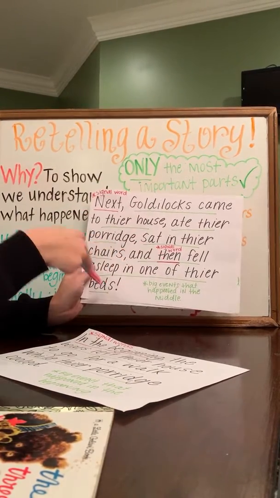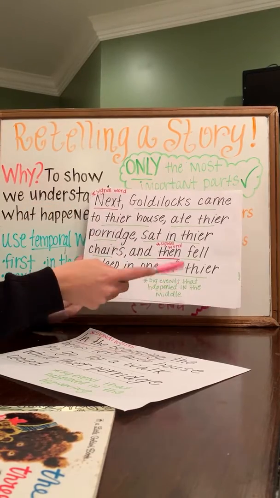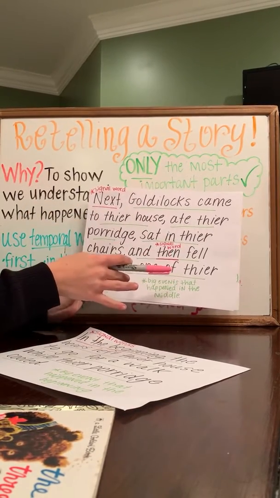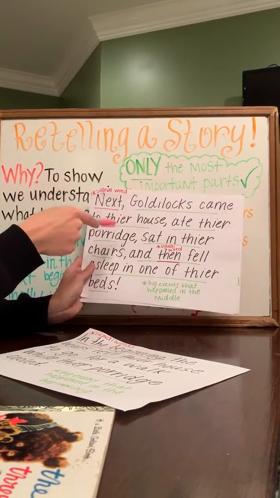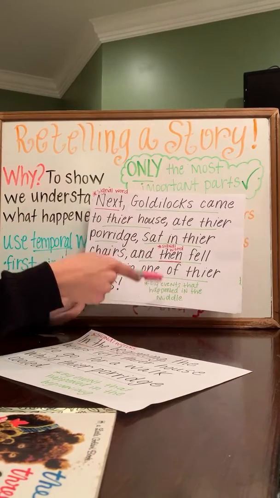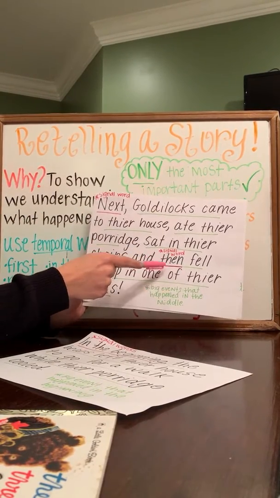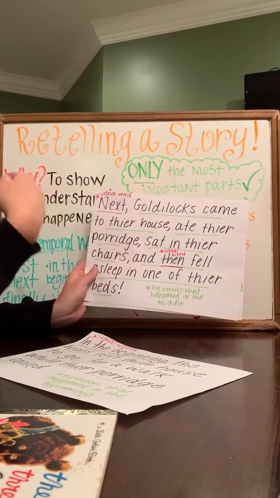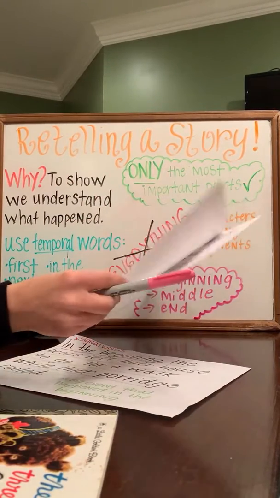And the green is the big event that took place in the middle of our story. So Goldilocks came to their house, ate their porridge, sat in their chairs, and then is our next signal word to signify what happened after that.